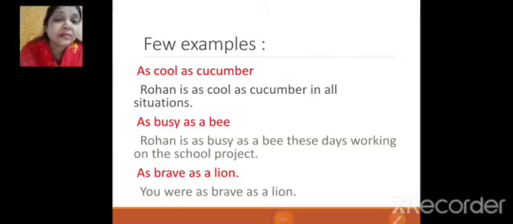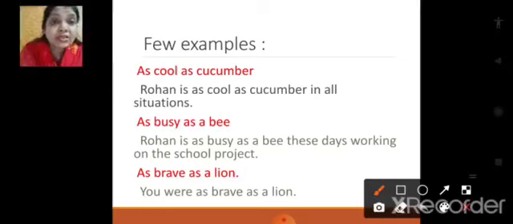The first example is as cool as a cucumber. Now we can frame a sentence which says that Rohan is as cool as a cucumber in all situations. That means Rohan remains cool in all situations, whatever the situation is, any difficult situation in life, but he will always remain cool and calm. Cool as a cucumber.